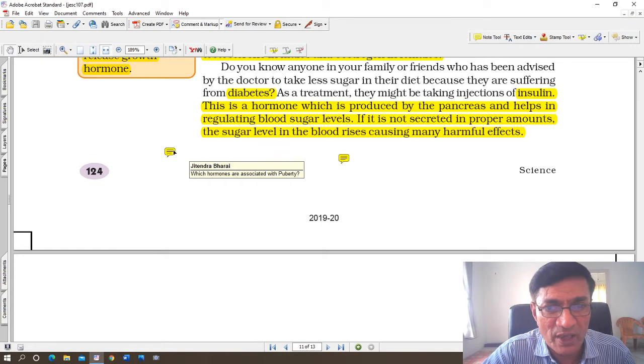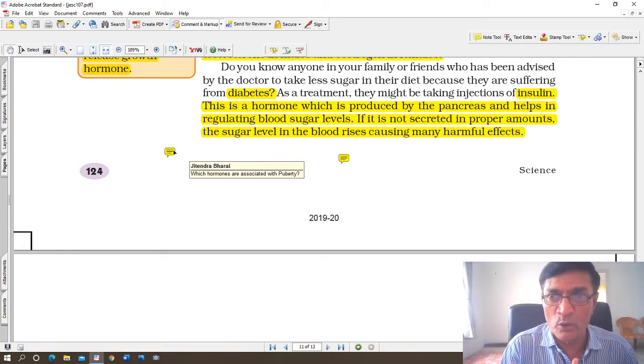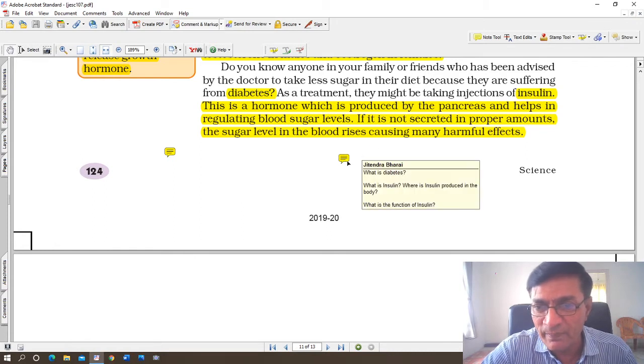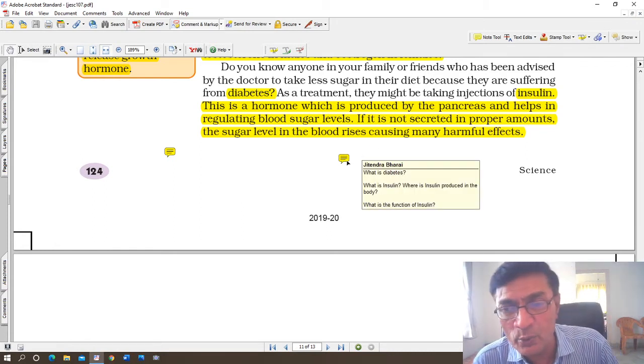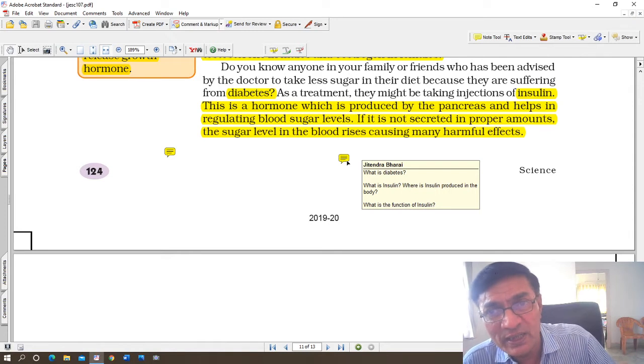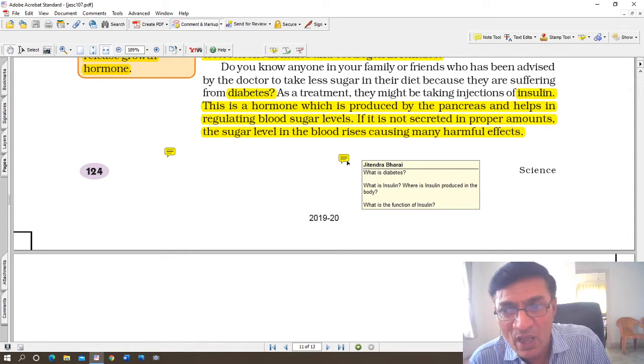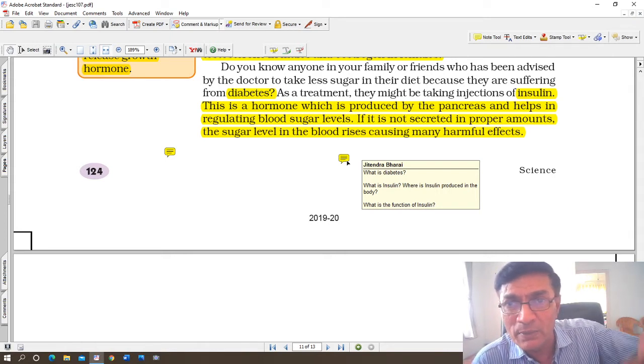See some questions here. Which hormones are associated with puberty? Okay, the onset of adolescence, teenage. Puberty में estrogen and progesterone secreted by the female ovaries, and in males testosterone secreted by the pair of testes in males. And of course there is a question here again, what is diabetes, which I explained to you right now. What is insulin? It is a hormone secreted by the pancreas. Where is it produced? In the pancreas. What is the function of insulin? To control blood sugar. Okay, जो शुगर की मात्रा खाने के बाद बढ़ जाती है, okay, उसको कंट्रोल करना.